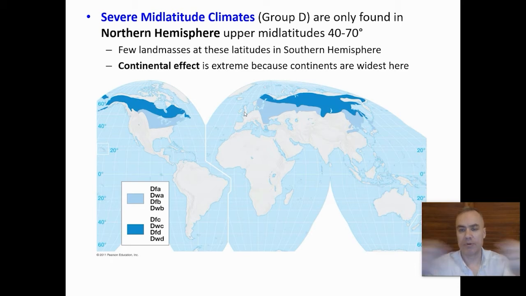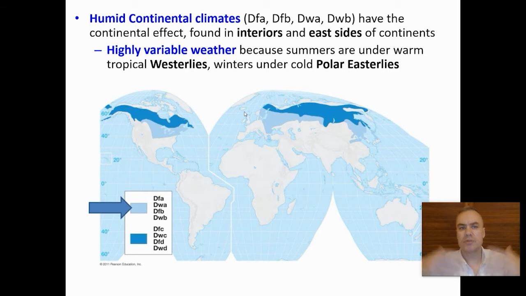And because of that width, the continental effect can be extreme as you go towards the middle of that expanse. So let's start with the humid continental climates, which have a massive continental effect. They're found in the interiors and the east sides of continents, places like Chicago, for example. Another way to say it is that they're not found on the west sides of continents. They're not getting the maritime effect.